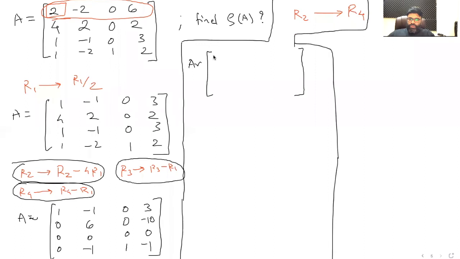Okay, I'll continue here. See, this A will become, only exchanging R2 and R4. 1 minus 1, 0, 3, 0 minus 1, 1 minus 1, and 0, 0, 0, 0, and 0, 6, 0, minus 10. Do you see we have already got row 3, 0. Okay. So now I'll do one more step.